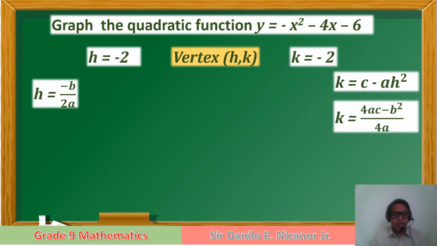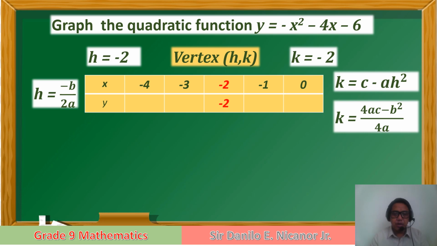Then after that, what you will do is put that in the table of values. Of course, the center will be the vertex that we got. So negative 1, you just add 1 on the other side. Plus 1 is negative 1, plus 1 is 0. Here, minus: negative 3, then minus: negative 4.